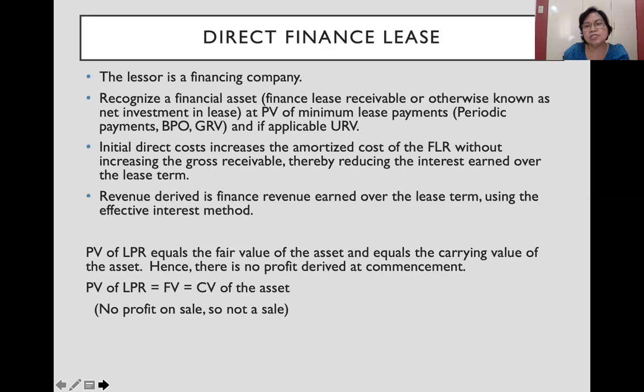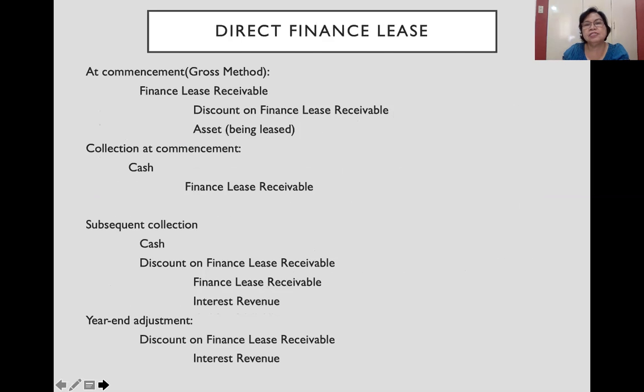So we go to an example of direct finance lease. Or before the example, let us have the pro forma entries. So this is using the gross method of recording the finance lease receivable. So we debit finance lease receivable. This is the total of the periodic payments over the lease term plus any bargain purchase option, guaranteed residual value, or unguaranteed residual value.